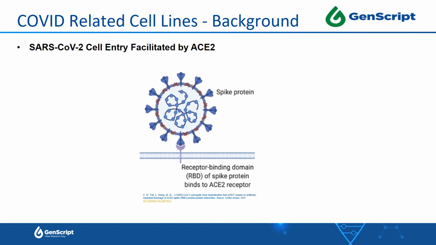Cell entry of the coronavirus depends on the spike protein binding to a cellular receptor and priming by a cellular protease. Recent studies demonstrate that the angiotensin converting enzyme 2, or called ACE2, serves as a cell surface receptor to bind S protein in the SARS-CoV-2 and facilitate its entry of those coronavirus into the cell. ACE2 has therefore been proposed as a potential therapeutic target for COVID-19.